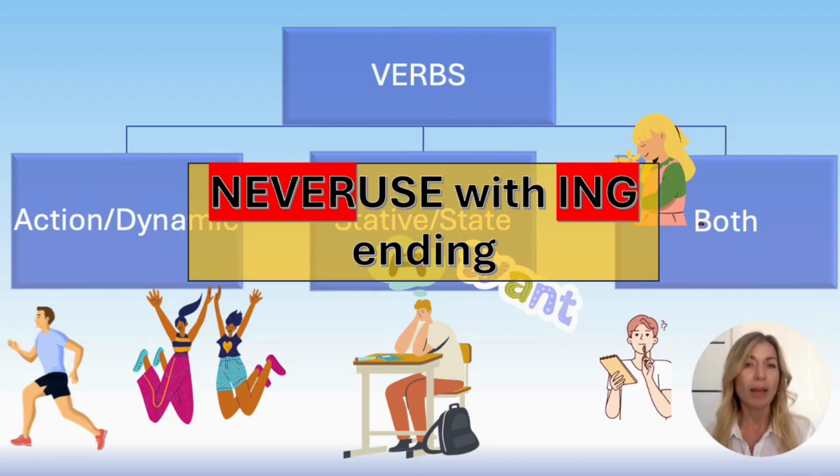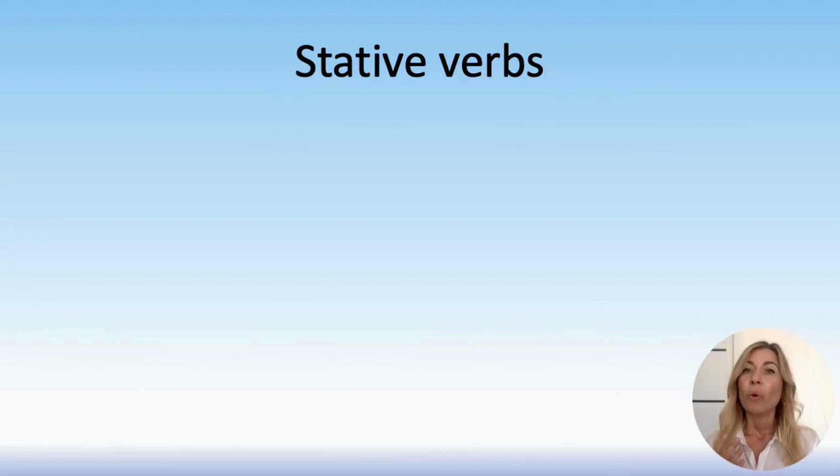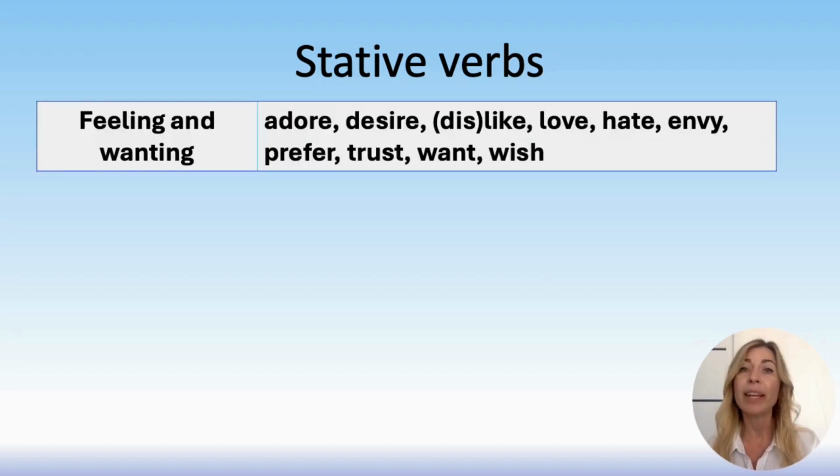So what are they? To make it easier to remember, I'd like to suggest dividing them into some categories such as feelings and wanting. These are adore, desire, like, dislike, love, hate, envy, prefer, trust, want, and wish.